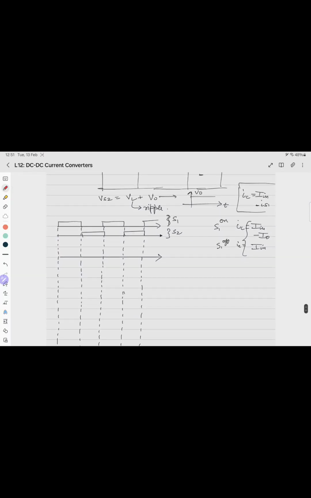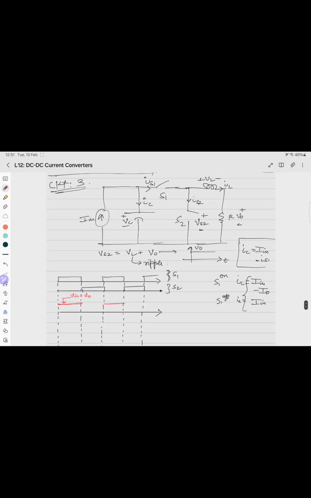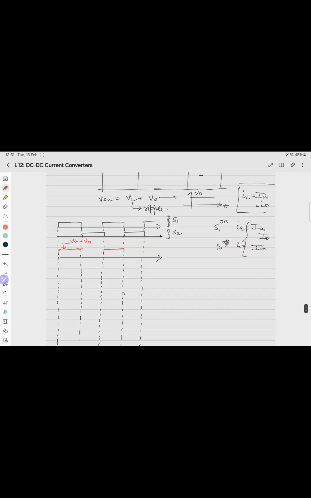So it is V in minus V0, and for the other case it is also V in minus V0. In this case, now we have to know the amp second balance. So the amp second balance is that for one pole. Here I made a mistake. I didn't know whether I0 is greater than IN or IN is greater than I0.